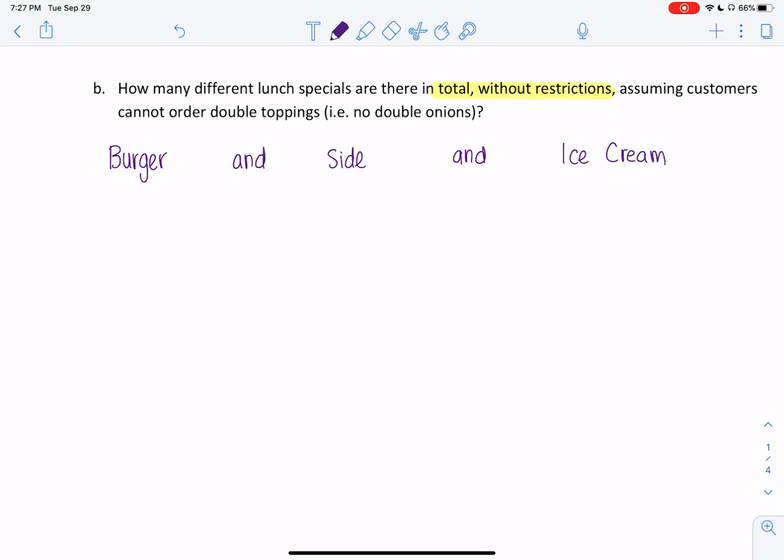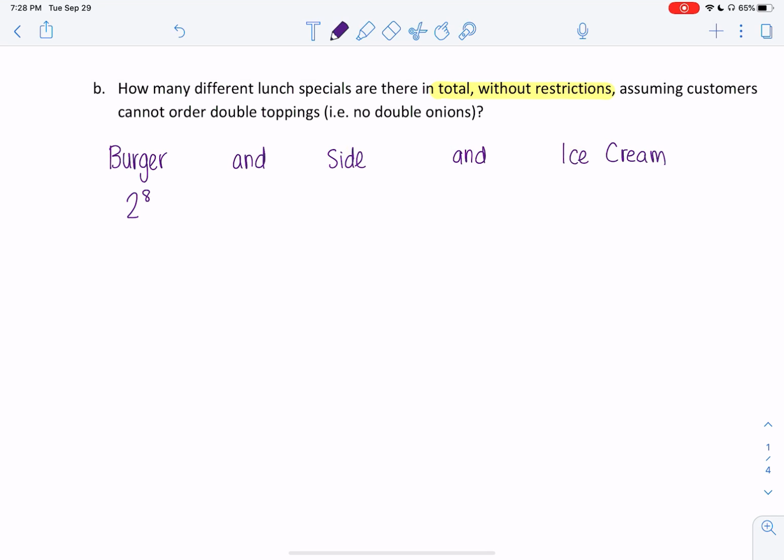Now for our burger, we can basically have any of the toppings, yes or no. So that is an example of our binary combinations. Do you want ketchup? Yes or no. Do you want mustard? Yes or no. Do you want pickles? Yes or no. In addition, we can also have a burger that's plain, right? So we don't need to have that -1 because we can have a plain burger.